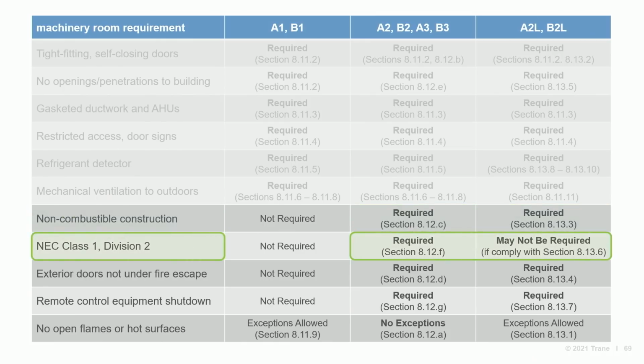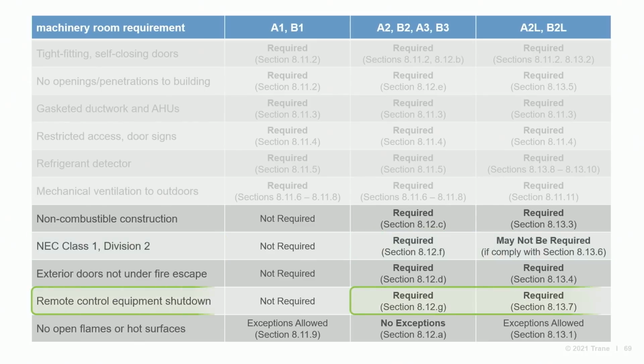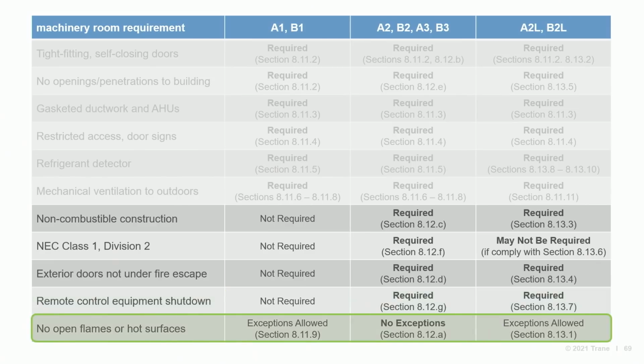In some cases, the room may need to conform with special requirements in the National Electrical Code. And also, the machinery room must include remote control outside its entrance for shutting down all refrigerating equipment in case of an emergency. And finally, the standard includes requirements related to the use of open flame devices or hot surfaces in the machinery room.